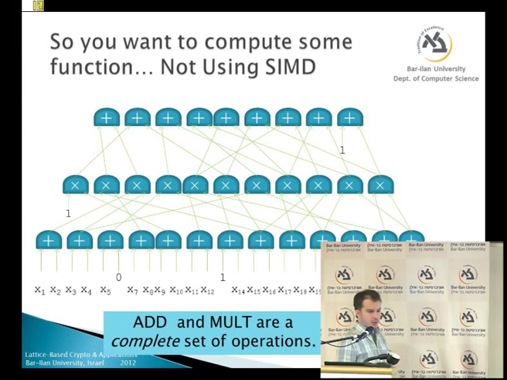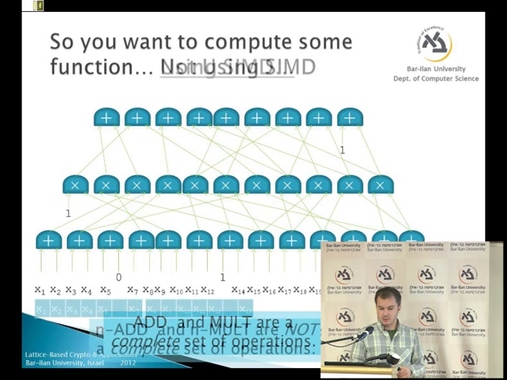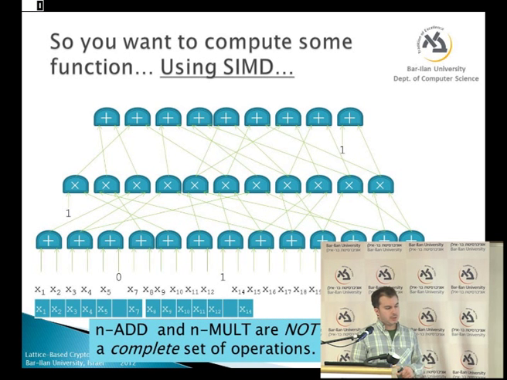So like I said, you have some complex circuit and a set of data. Now if you're not doing SIMD and your plaintexts are just singletons, we know how to handle that case. Add and mult are a complete set of operations on singletons, so that's really good. But if you look at arrays of data, add and mult are not a complete set of operations anymore. I haven't asked any questions. So why is it not a complete set of operations?